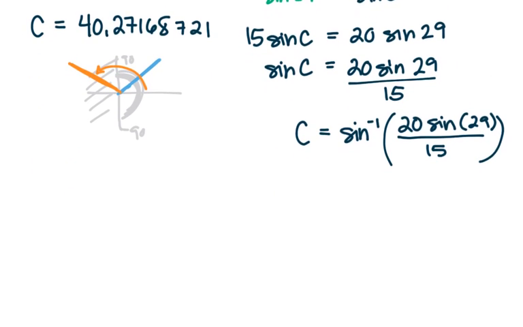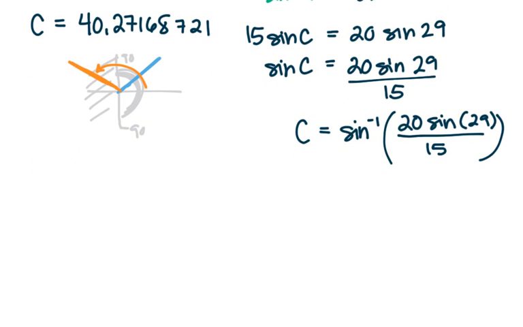So what we do after this first step, where we find that first angle, is set up two cases. I'm going to say case 1 and case 2.